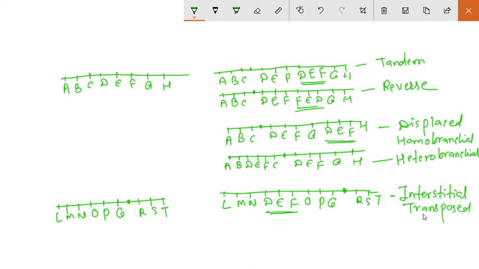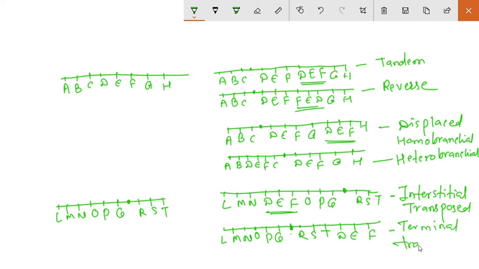Transposed duplication, and when it is at the end, D, E, F, then L, M, N, O, P, Q, R, S, T. Okay, so it is terminal transposed duplication. So these are the different types of the duplication.